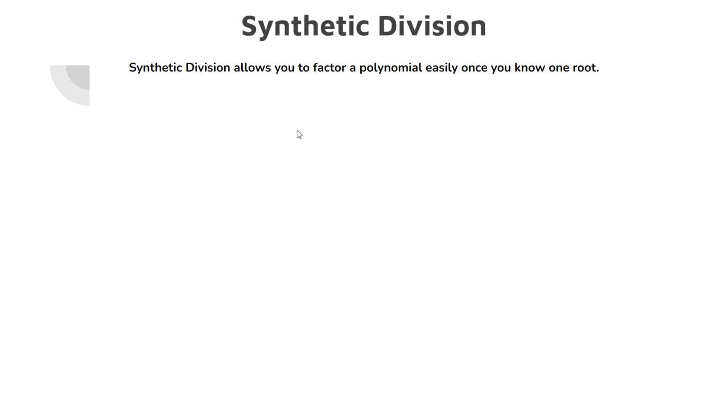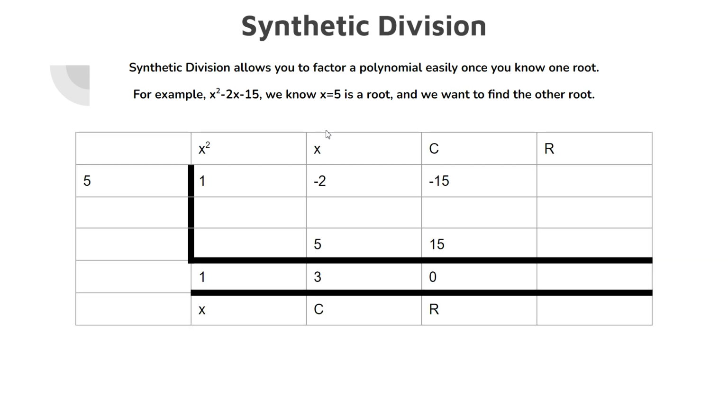Synthetic division allows you to factor a polynomial easily once you know one root. For example, we know x squared minus 2x minus 15. We know x equals 5 is a root, and we want to find the other root. So, you might be saying, what is this chart? So I'm now going to explain synthetic division.